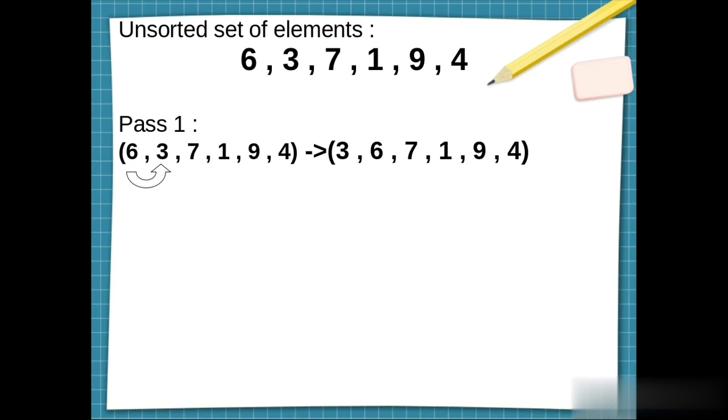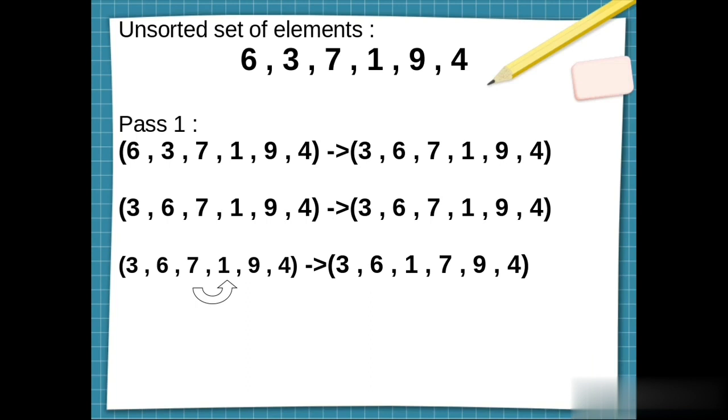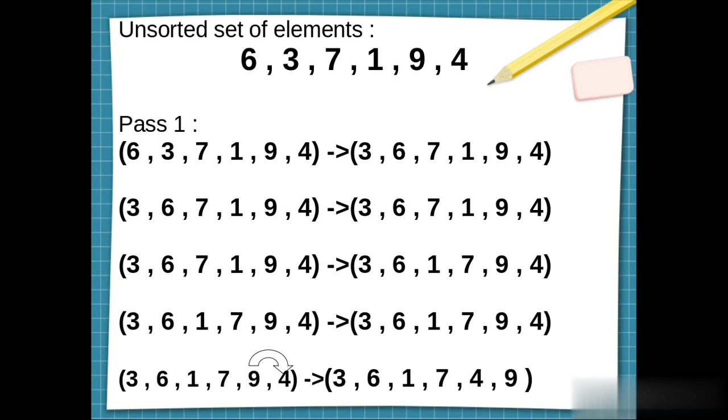So let's take an example: 6, 3, 7, 1, 9, 4. In the first pass, we compare 6 and 3. Since 3 is less than 6, we swap their places. Then we go to the next elements, 6 and 7. Since 6 is less than 7, the position is correct, so we don't swap them. Then we compare 7 and 1. We find that 1 is less than 7, so we swap their places. This goes on until the end comes. So here we compare 9 and 4 and find that 4 is less than 9, so we swap their places. So we complete our first pass and move on.